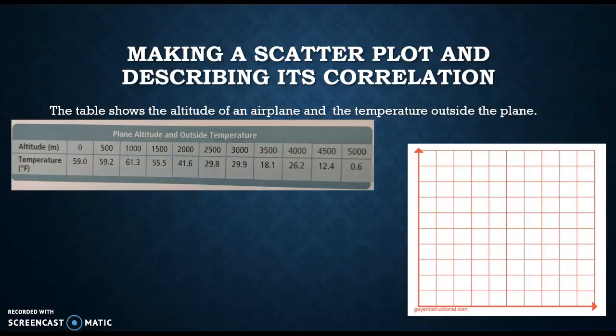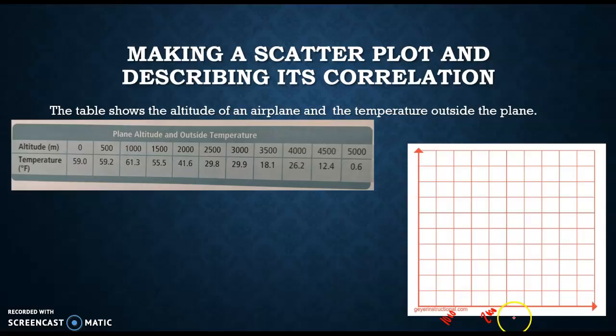All right, so making a scatter plot and describing its correlation. The table shows the altitude of an airplane and the temperature outside of the plane. So we're going to make a scatter plot of the data. We're going to take our first quadrant here, and we are going to label it. So every 2 is going to be 1,000.